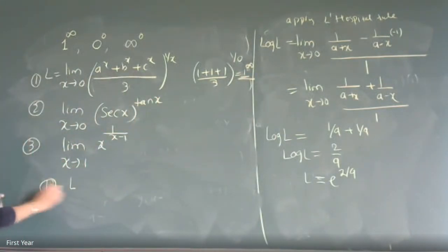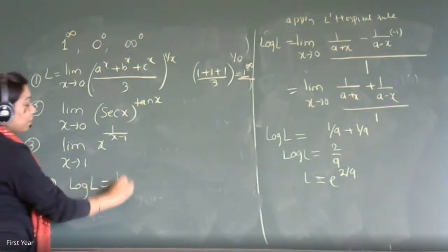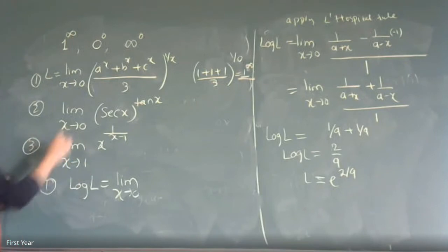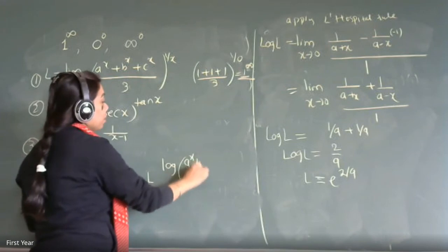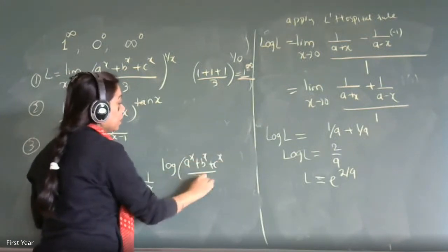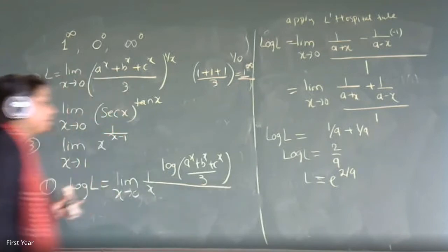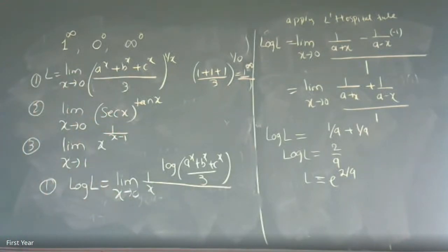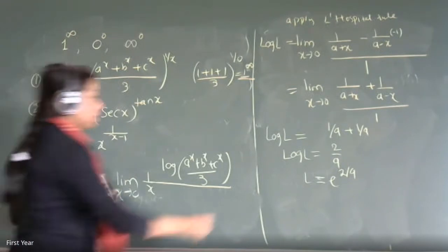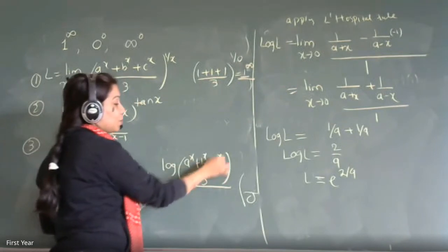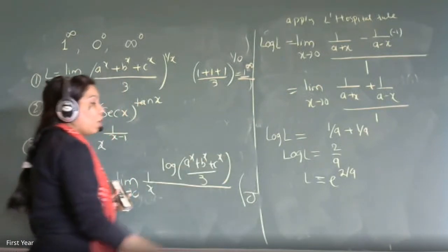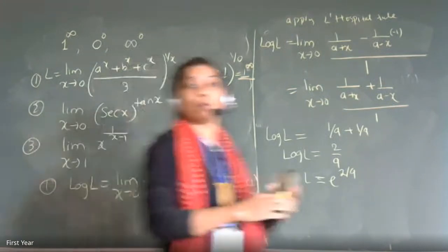So, first example: apply log on both sides. Log L is the limit of x tends to 0 of 1 by x times log of a raised to x plus b raised to x plus c raised to x. Already discussed. That is log of a raised to x plus b raised to x plus c raised to x, upon x. Directly, the denominator is 0, and the numerator is a raised to 0, b raised to 0, c raised to 0, so 1 plus 1 plus 1 is 3, and log 1 is 0. So it is 0 by 0. Is it okay? Yes.